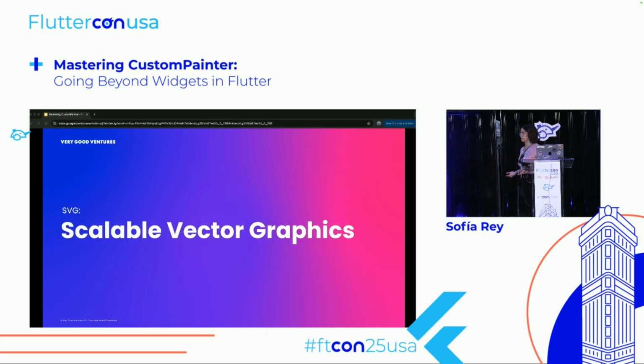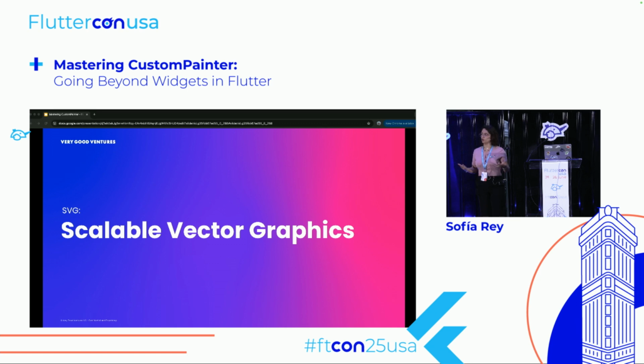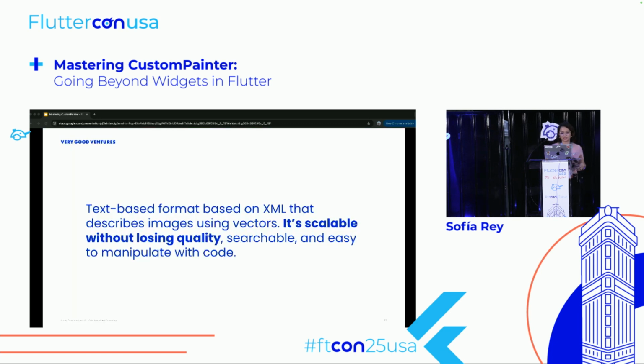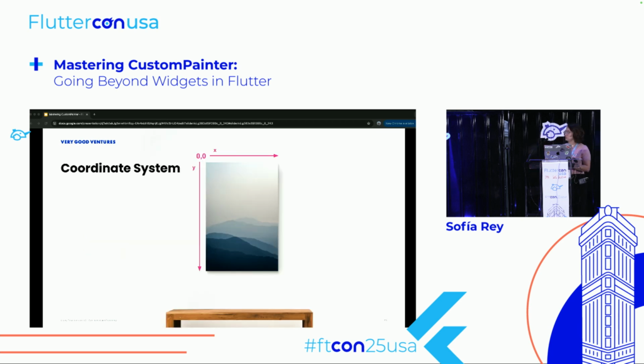Let's take a short break from Flutter. I wanted to bring SVGs, or scalable vector graphics, into the table, as I know we've all worked with this using icons or illustrations. It's an industry standard since like a century ago. It is basically a text-based format, XML, that describes images using vectors. It's scalable without losing quality, searchable, and easy to manipulate with code. It also has a coordinate system similar to the Canvas one that I've mentioned before.